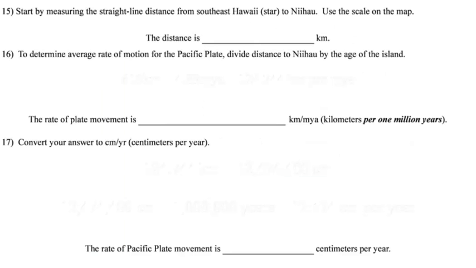Finally, that would then give us the answer for the bottom: the rate of Pacific plate movement is blank centimeters per year. And here are the answers.